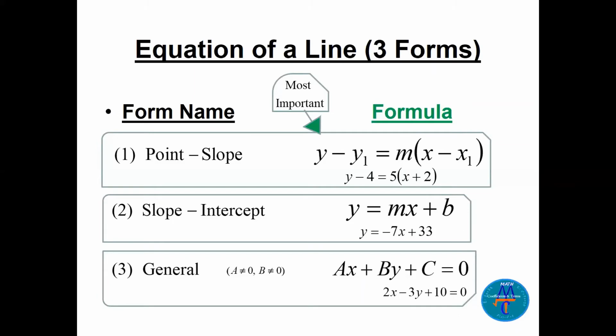Now the last one, also a straight line. If we have the form ax plus by plus c is equal to 0, you can have like 2x minus 3y plus 10 is equal to 0. That's a straight line. This is the equation of a line. But we have 3 different forms.